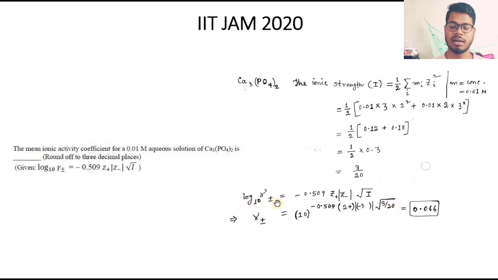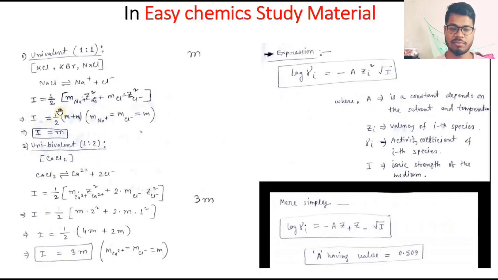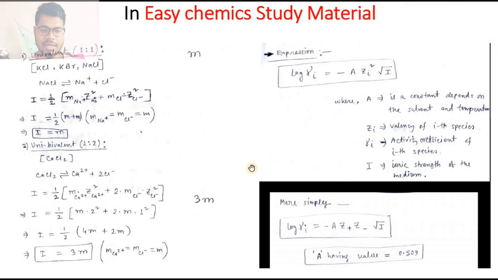I have put the value 3 by 20 and I have got the gamma plus minus value from the equation, that is 0.066. The same equation you can see from here. I have to calculate the ionic strength in my material, and the expression for calculating the ionic strength is this. So you can just get the mean ionic activity coefficient gamma from this. This is the screenshot of my material. So this is the answer.